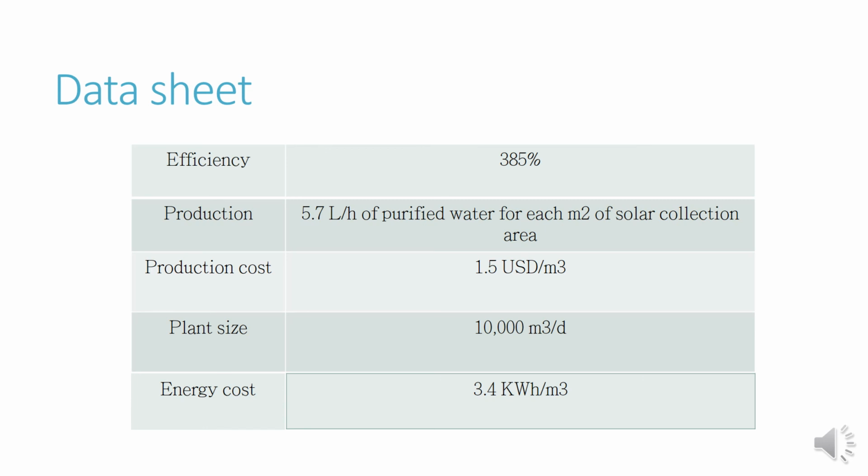Data sheet: efficiency 385%; production, 5.7 liters per hour of pure water for each square meter of solar collection area. Production cost, $1.5 per cubic meter. Plant size, 10,000 cubic meters per day. Energy cost, 3.4 kilowatt hours per cubic meter.